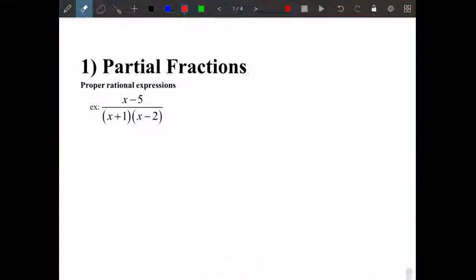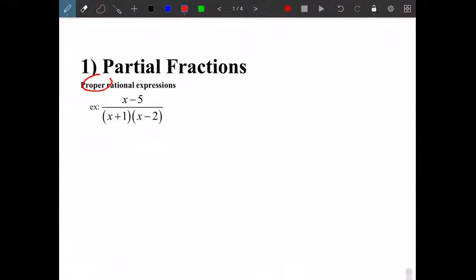So we're first going to start with proper rational expressions. Now what are proper rational expressions? Now, as I said, rational expressions are quotients of two polynomials. Whenever the degree of the polynomial at the numerator is smaller than the degree of the polynomial at the denominator, in that case, you'd be dealing with a proper rational expression. Okay, so we're going to start with decomposing into partial fractions the rational expressions that are proper.